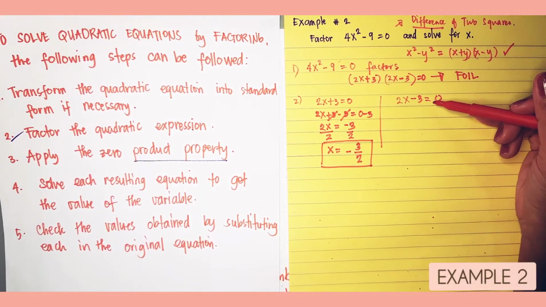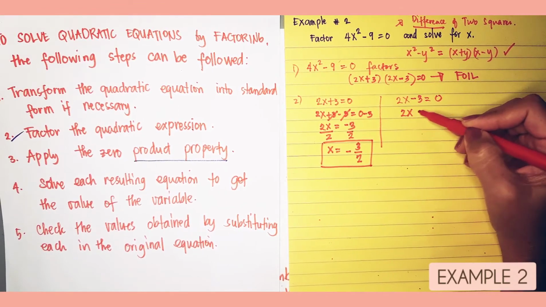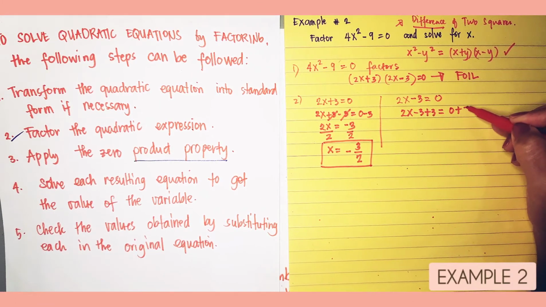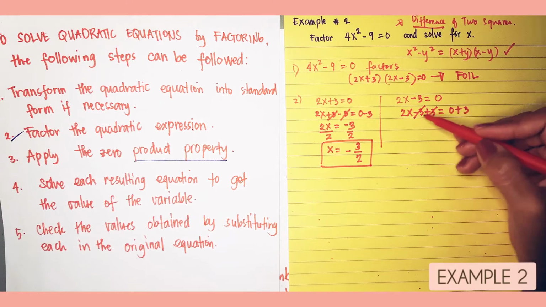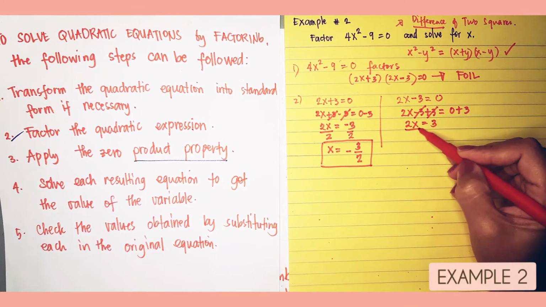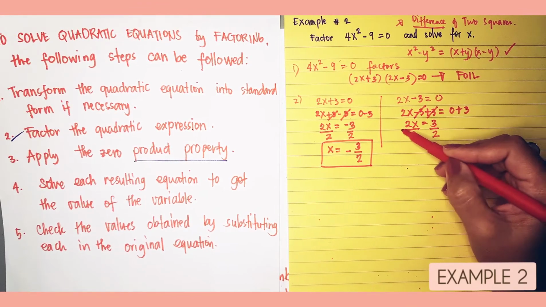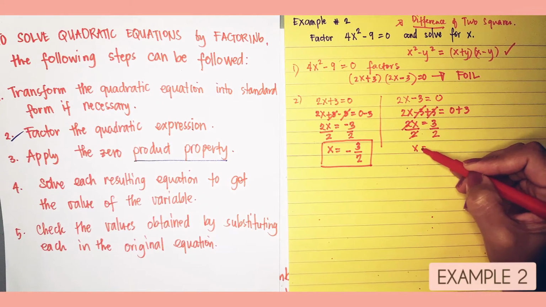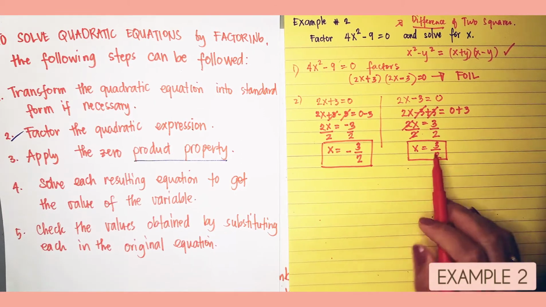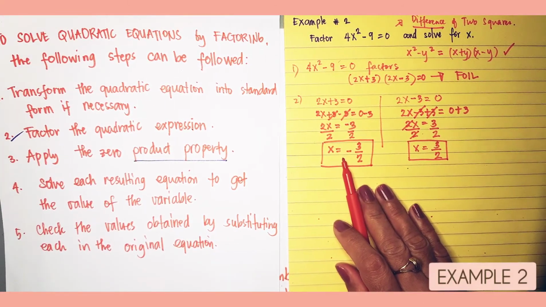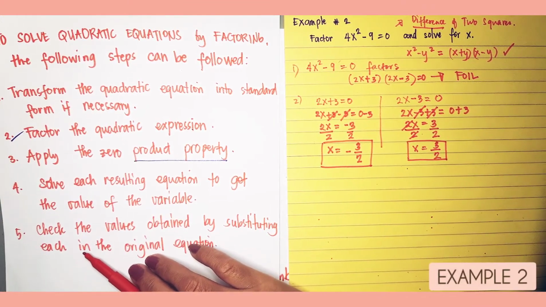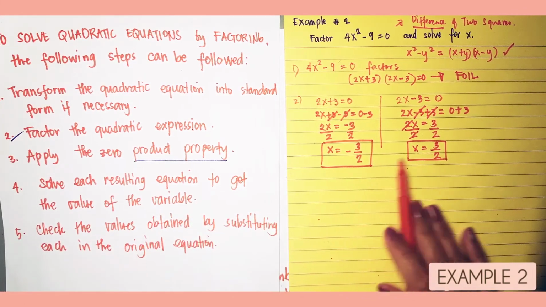Solving the other factor, we have 2x minus 3 plus 3 is equal to 0 plus 3. So this can be cancelled, and you have 2x is equal to 3. So divided by 2, cancel 2. The value of your x now is positive 3 halves. So these are the values of our x. Now let's proceed to the last step, which is to check if the values of x are correct.